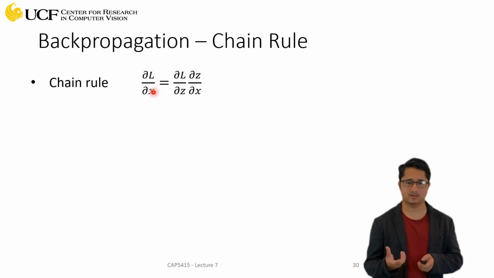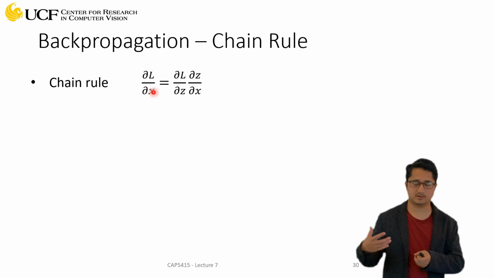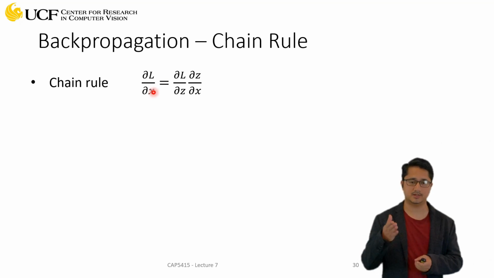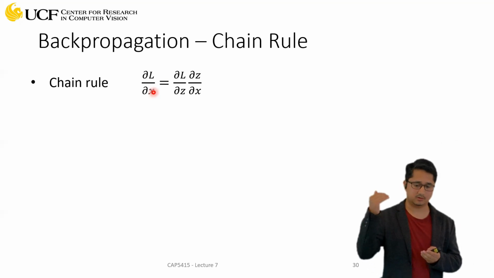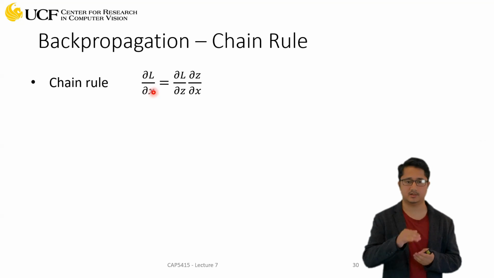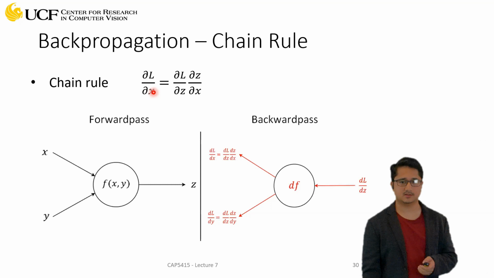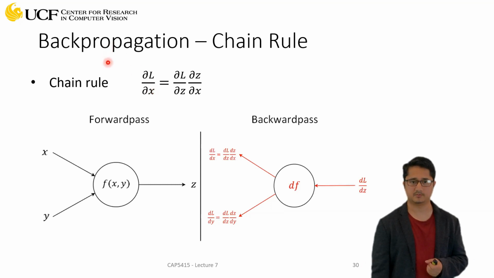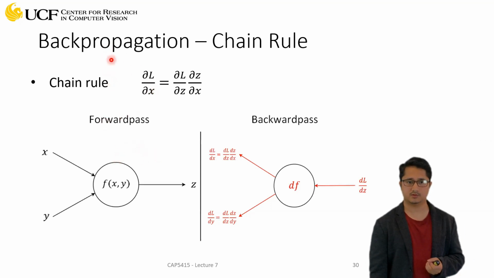And this is called the simple chain rule. This is what is used to compute the derivatives of a loss function with respect to all the variables in your network. Okay, and this is actually used for backpropagation. So let's first try to understand what backpropagation is.